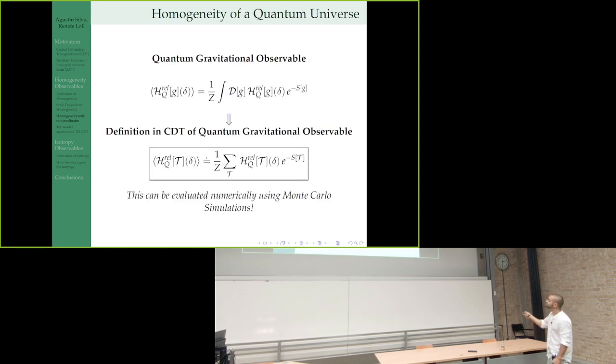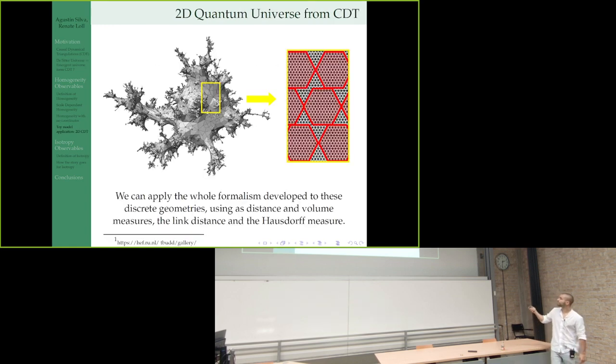We put this observable inside a path integral in our causal dynamical triangulations, and the resulting numerical value is going to tell us percentile deviations from perfect homogeneity. We can do this in two-dimensional CDT. We can also do it in four-dimensional CDT. Unfortunately, I'm really bad at coding, so I only have code for 2 dimensions. But in the future, this will be applied in 4 dimensions. But as I said, this is a configuration in two-dimensional quantum gravity.